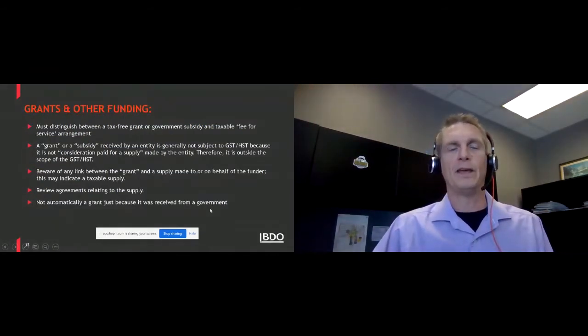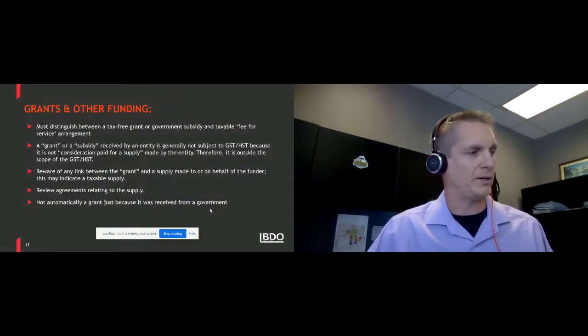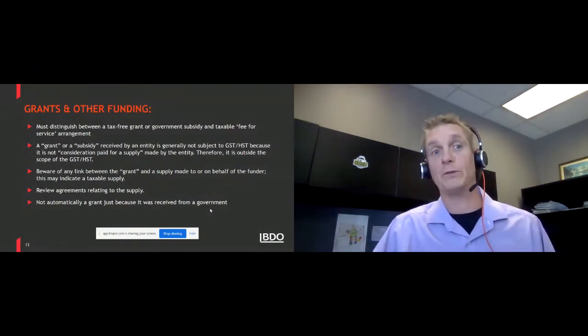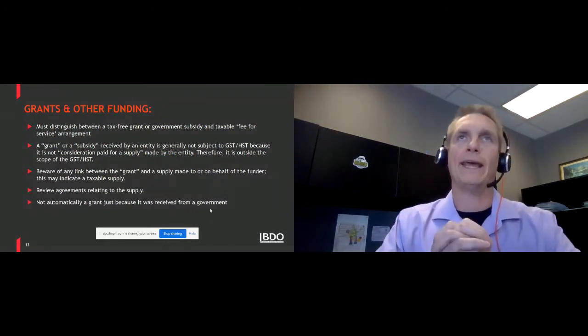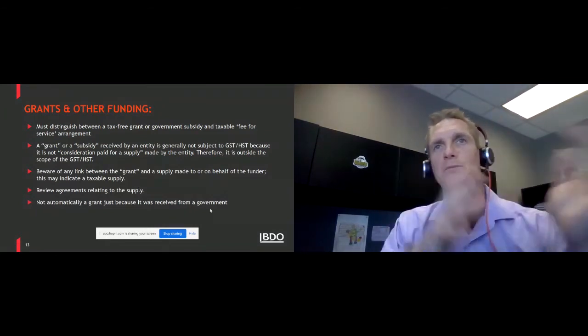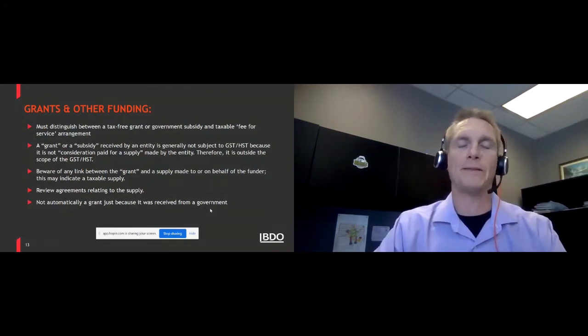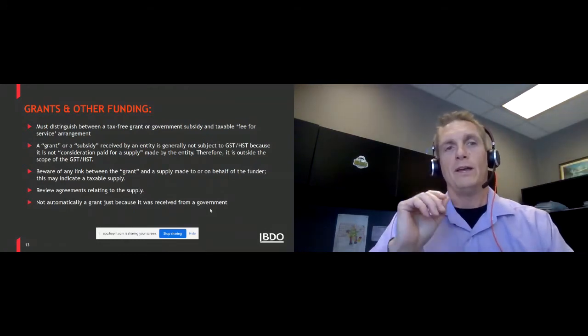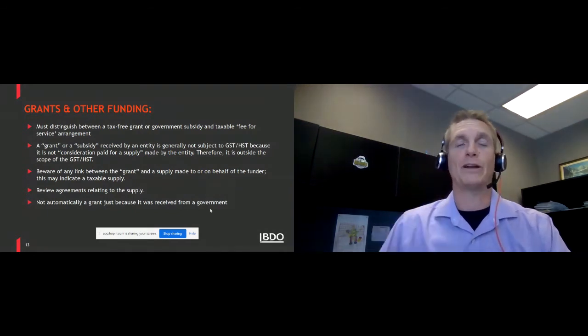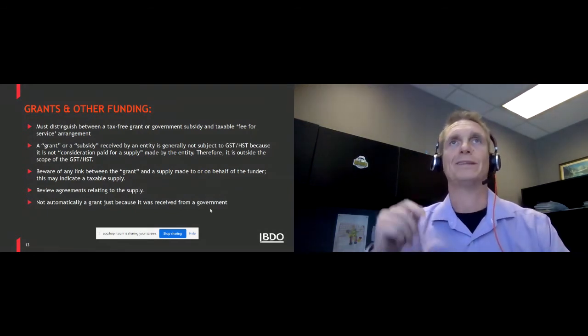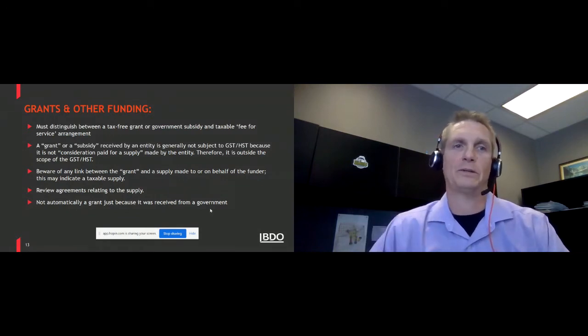Now, one of the items I did want to discuss specifically was the issues of grants and funding, because this is something that comes up quite a bit. And a lot of people make the assumption that if they're getting money from a government, it's not taxable. And that's not always the case. So you really have to distinguish between whether what you're getting is a tax-free government grant or subsidy, or is it a taxable fee-for-service arrangement.